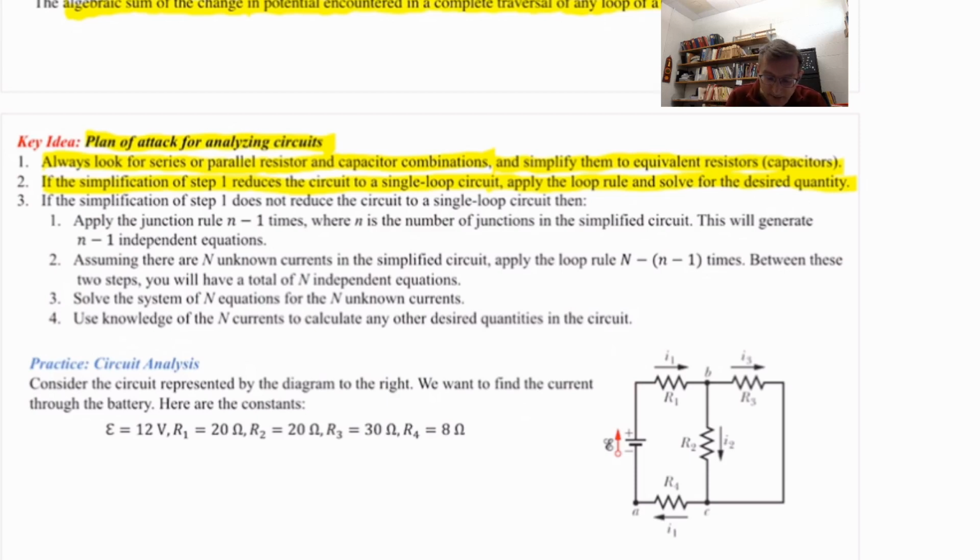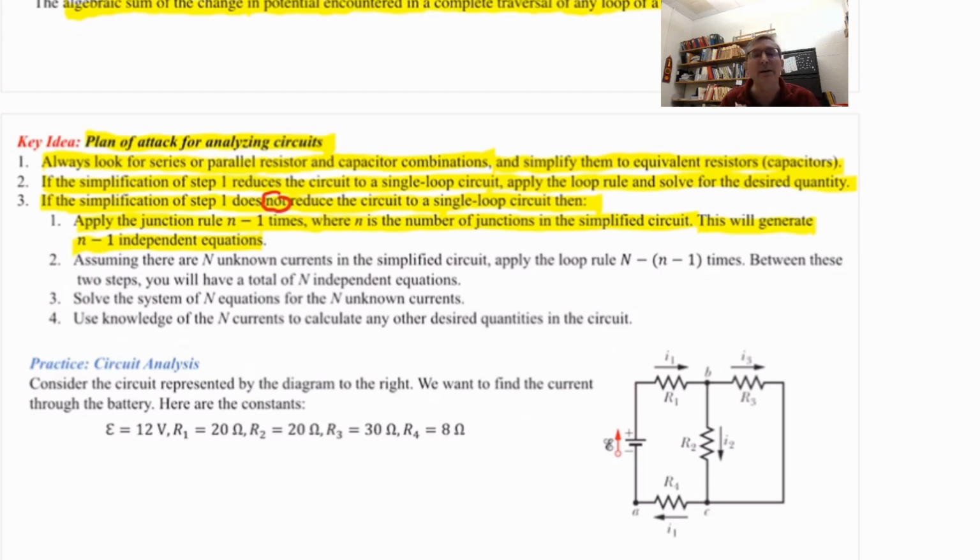Step 3. If the simplification of step 1 does not, unfortunately, reduce the circuit to a single loop circuit, then we have some substeps, and there are several. Ready? Substep 1. Apply the junction rule little n minus 1 times, where little n is the number of junctions in the simplified circuit. And this will in turn generate little n minus 1 independent equations. Like applying the junction rule up above gave us an equation that said I2 equals I1 plus I3.